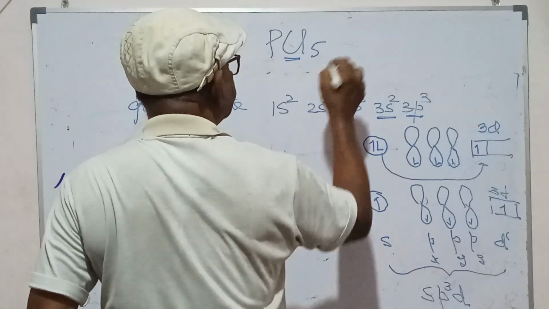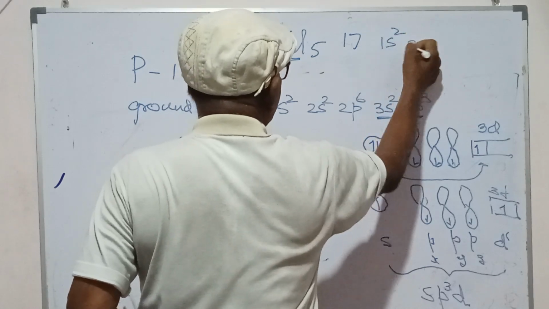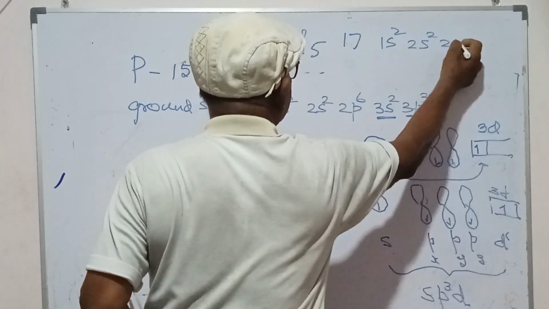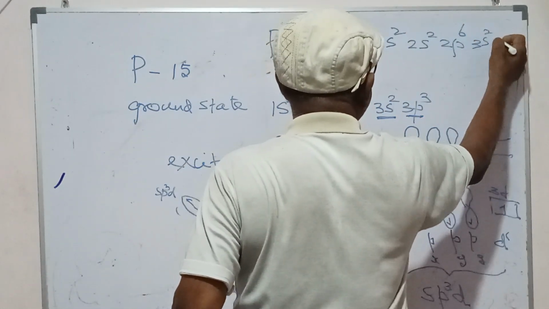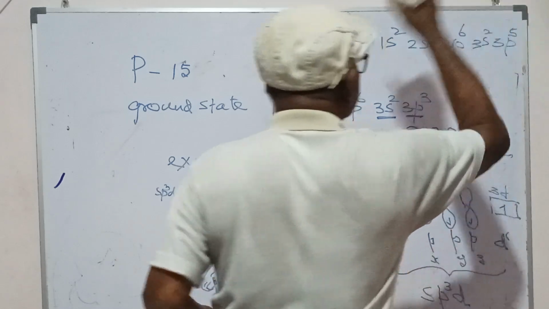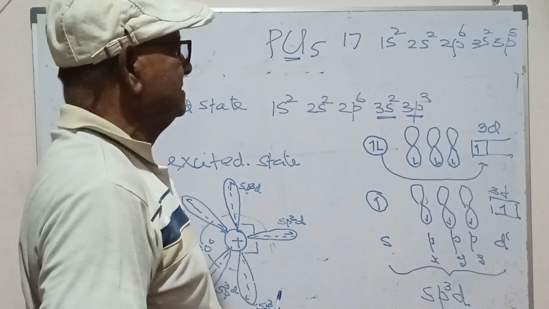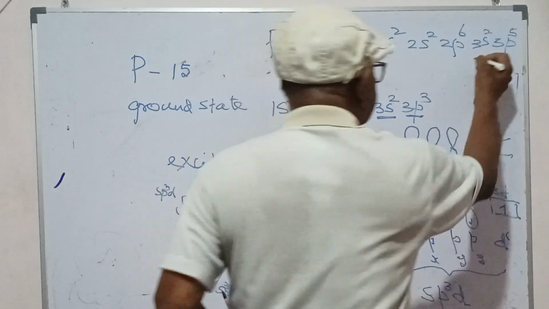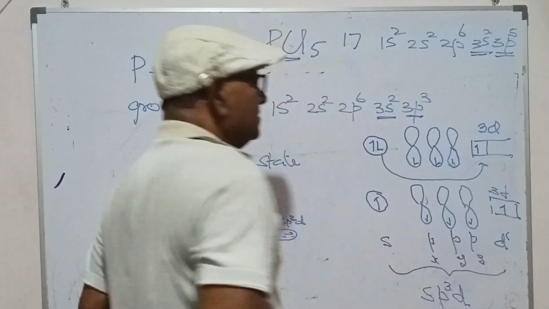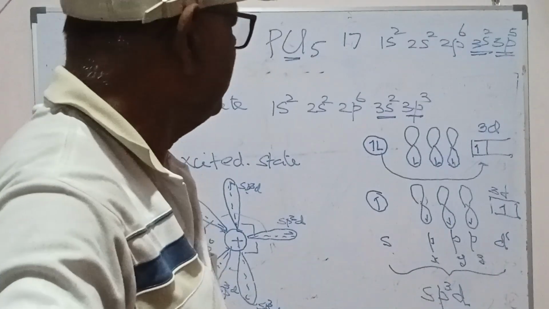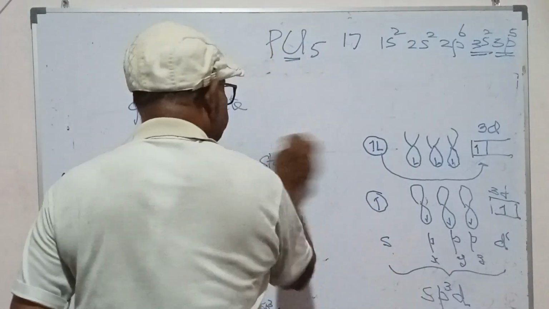Chlorine has 17 electrons: 1s2, 2s2, 2p6, 3s2, 3p5. This is the ground state configuration. Then the third energy level has 3s2 and 3p5. What is the arrangement of the 3p5? 3p.